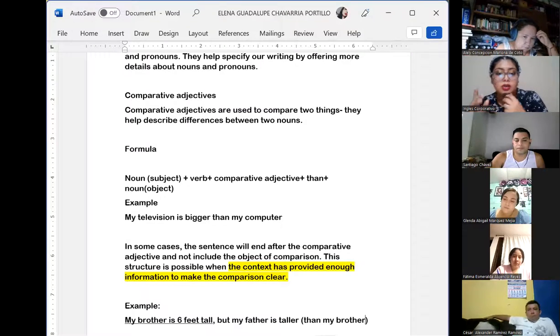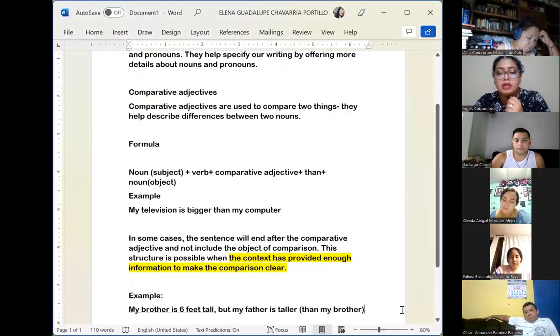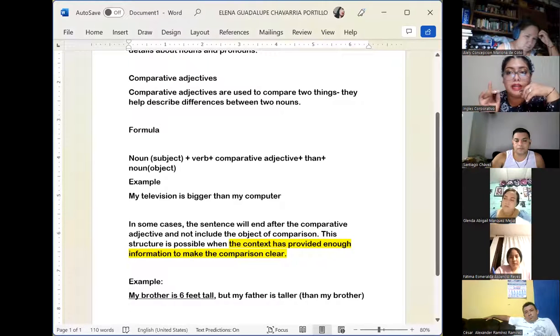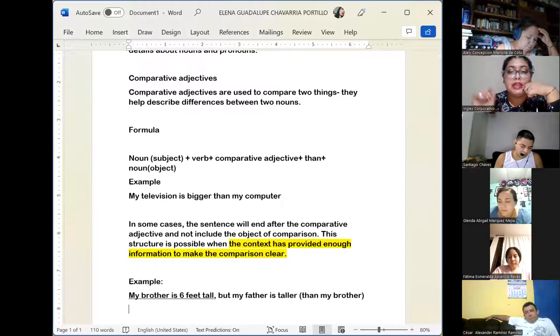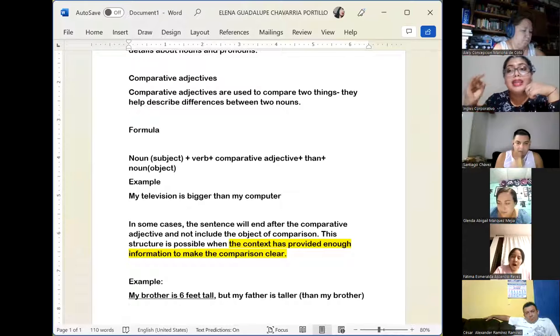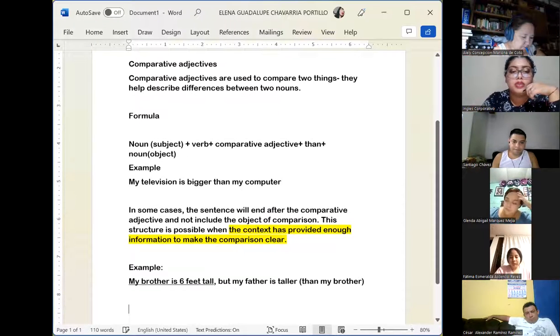So, now, we're going to see what the superlative is. Vamos a ver solo la información general de ambos, del comparative and el superlative. Because then we are going to talk about the different kinds of adjectives that we have. In this case, we are going to talk about the one-syllable adjectives, two-syllable adjectives, and also the long adjectives, because they function in a different way. But we are going to see what the superlative is.